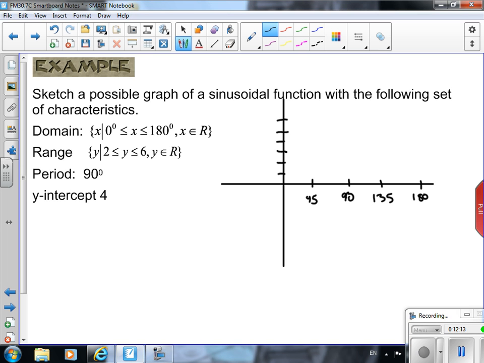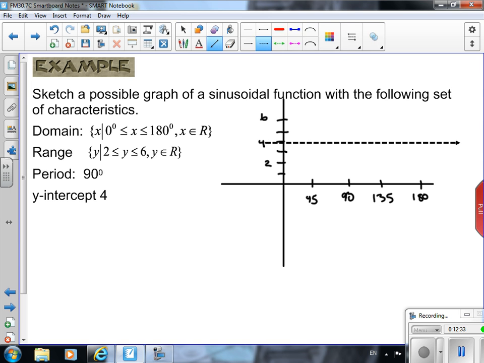So we know that our min is going to be at 2. Our max is at 6. The range tells us that. So the highest point will be 6, the lowest point will be 2. So we can find our midline, which will be right in between there. So 4 will be our midline. I'm just going to draw a line there to help us when we are creating the curve.